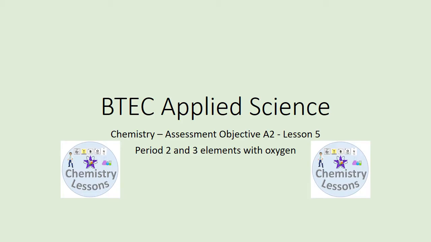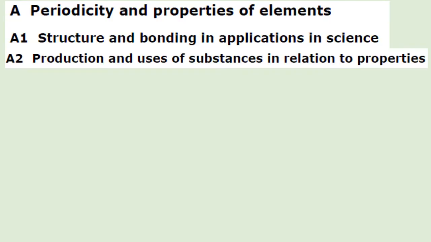This is a BTEC Applied Science lesson, and it's chemistry. It's going to cover assessment objective A2, and we'll talk about what those mean in a minute, but this is lesson 5 so far, so there are 4 previous lessons, and this lesson focuses on period 2 and period 3 elements reacting with oxygen. So we look at all the elements in periods 2 and 3 and their reactions with oxygen. When it comes to the Unit 1 external exam, this is the chemistry section, section A. B is biology, C is physics.